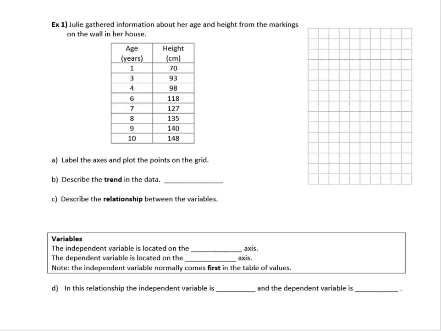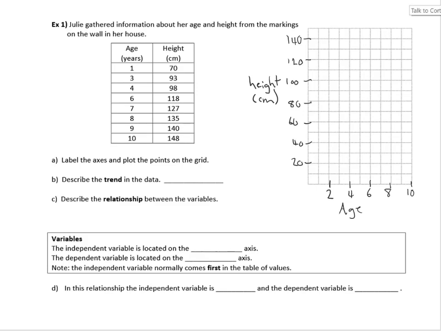Julie gathered information about her age and height from markings on the wall in her house. I want you to label the axes and plot the points on the grid. First, I'm going to label the axes and then let you guys follow. Take a moment now to copy down the labeling of the axes. Now we're going to start filling in the information that we need.